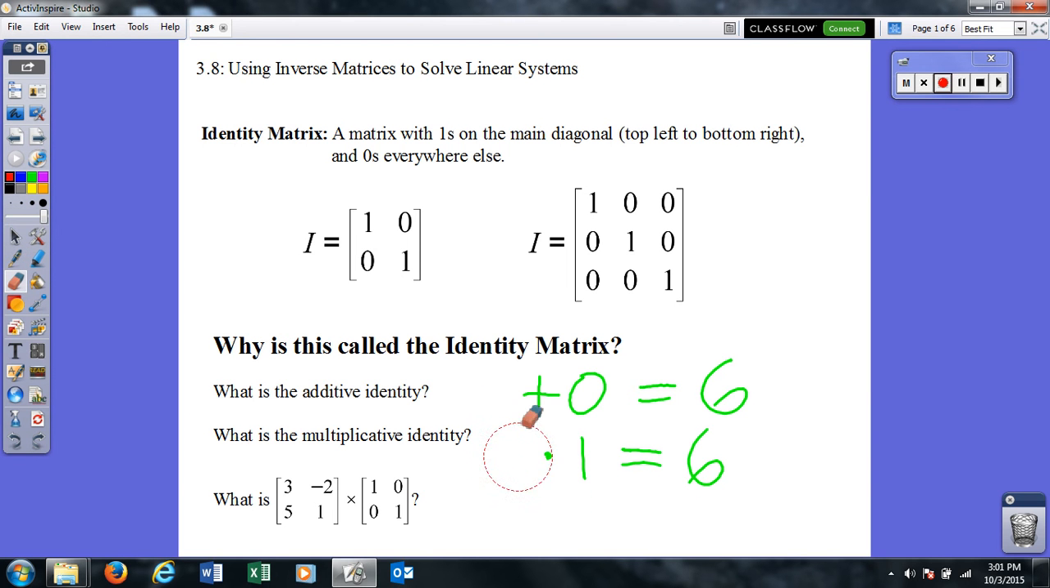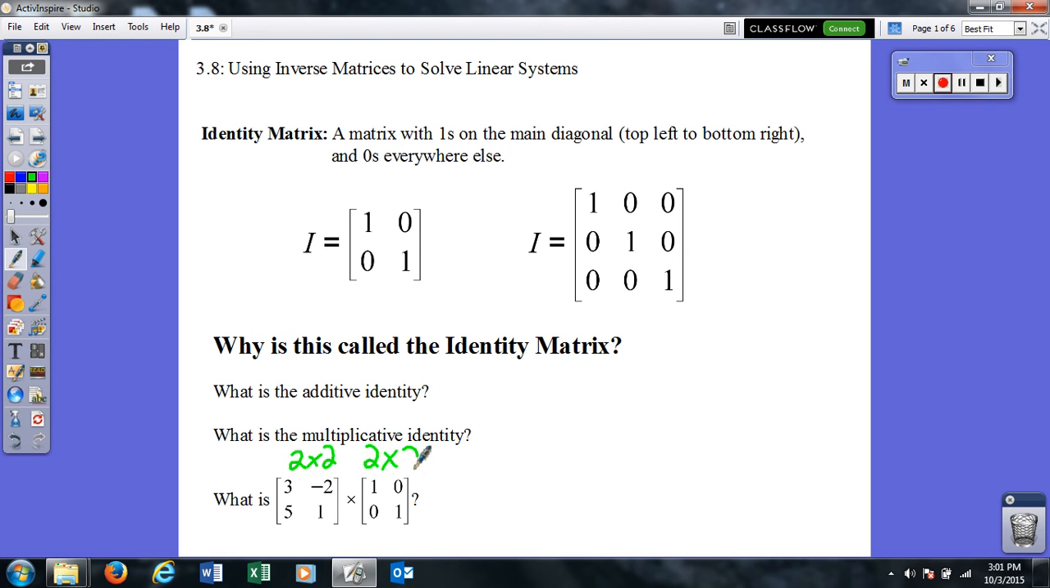What happens if we multiply the matrix 3, negative 2, 5, 1 by this matrix that has 1s on the main diagonal? This is a 2 by 2 times a 2 by 2. We can multiply these since the number of columns in the first one matches the number of rows in the second one. The result takes on the dimensions of the outsides, the rows of the first one and columns of the second one. So we're going to end up with a 2 by 2 matrix. Let's look at the top left spot, which is in the top row, left column.